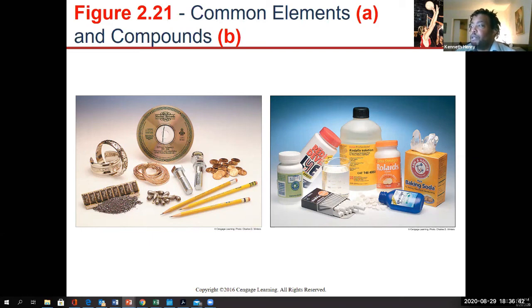Now these are examples of compounds: baking soda, Rolaids, and so on. So we experience a lot of these throughout life, right? You're going to experience things that are pure, elements, and things that are also going to be compounds, okay?